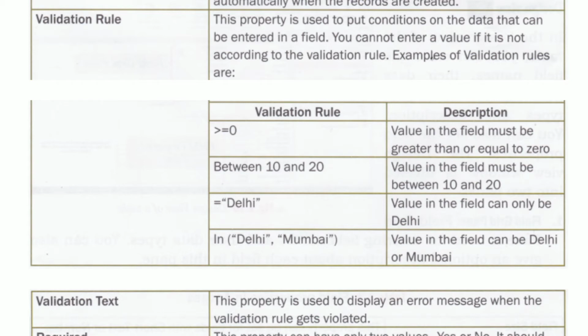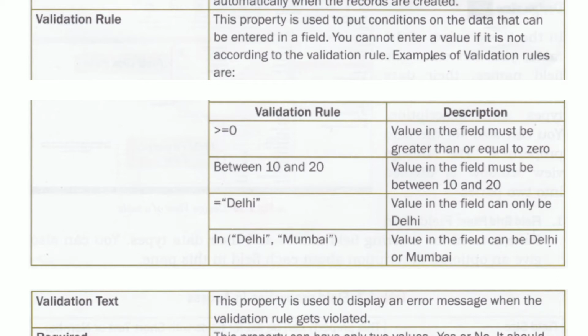Let's just take an example. Suppose that there is a table named student information and there is a column named age. We can set the condition at the time of creating the table that the value that is to be entered in the column age must be between 16 to 18. This condition can be set through validation rule.